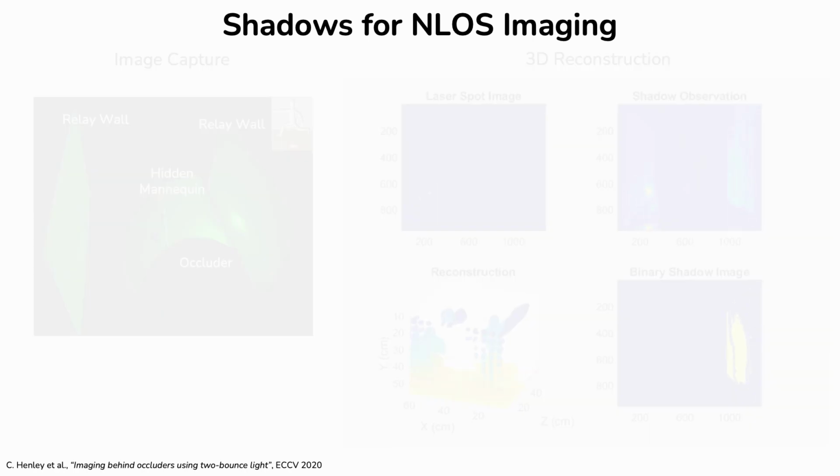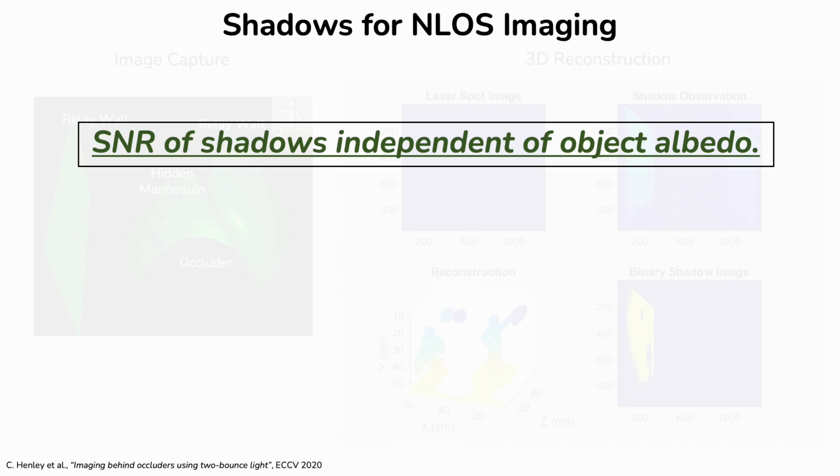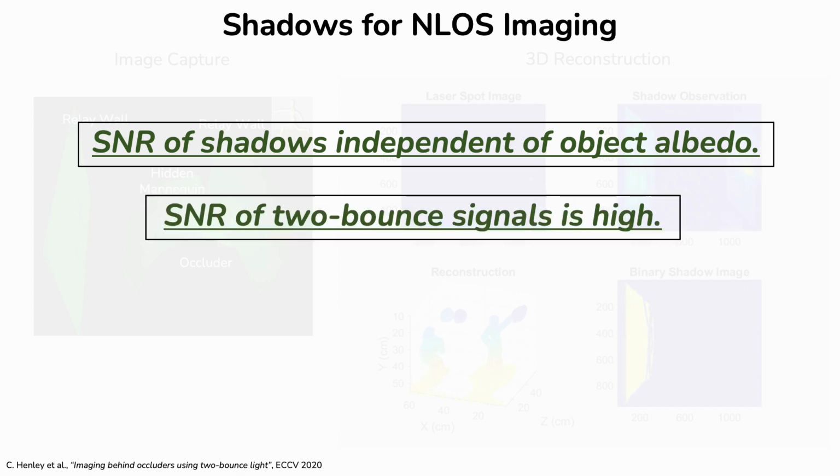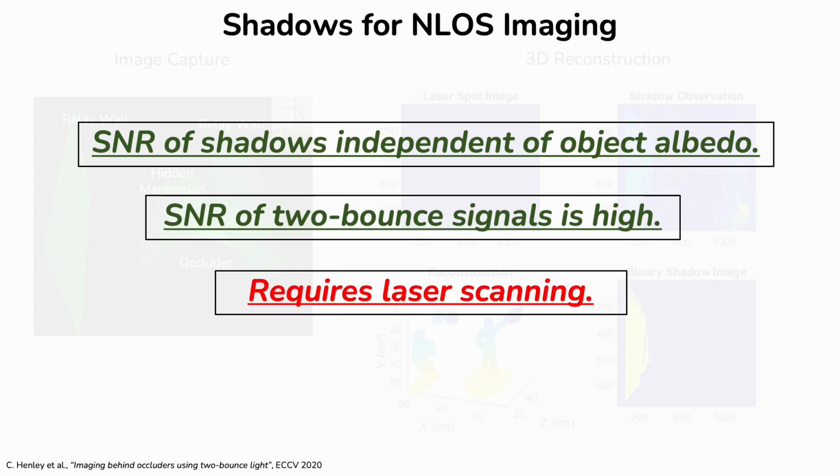The first advantage of this setup is that the SNR of shadows is independent of the object's albedo. The second advantage is that 2-bounce light has higher SNR than 3-bounce light, which is commonly used in NLOS. However, all these methods require laser scanning, which results in slow image capture.